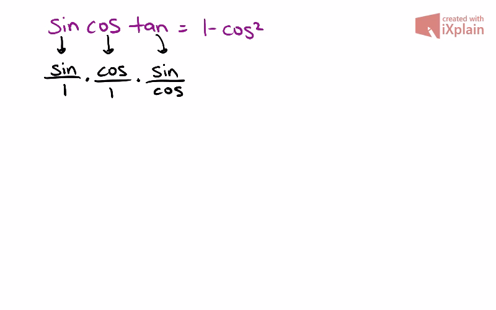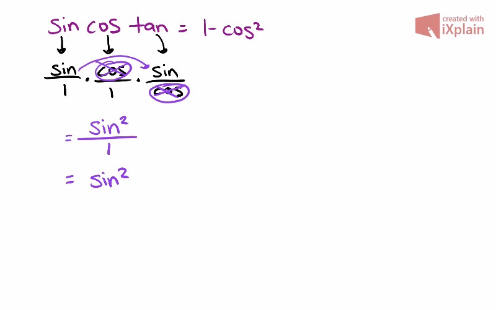Okay. Now I'm multiplying. Look for like terms on top and bottom. I have a cosine on top, cosine on bottom. I can cross those out. So now sine times sine gives me sine squared. And on bottom, 1 times 1 gives me 1. And we know that the 1 on bottom is understood, so I can just write sine squared.